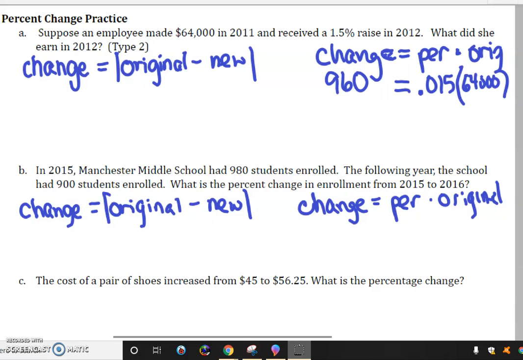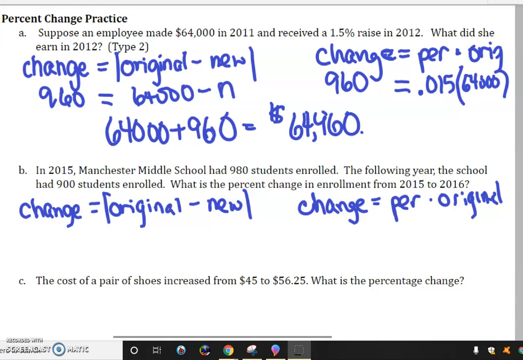So now I can put that into the other equation. So the change is $960, and the original amount she was getting paid was $64,000. So what must we have taken away? But to find that answer, really, I'm just going to add 64,000 plus 960. And so she receives $64,960 in 2012 because it's a raise, so you would add that on.